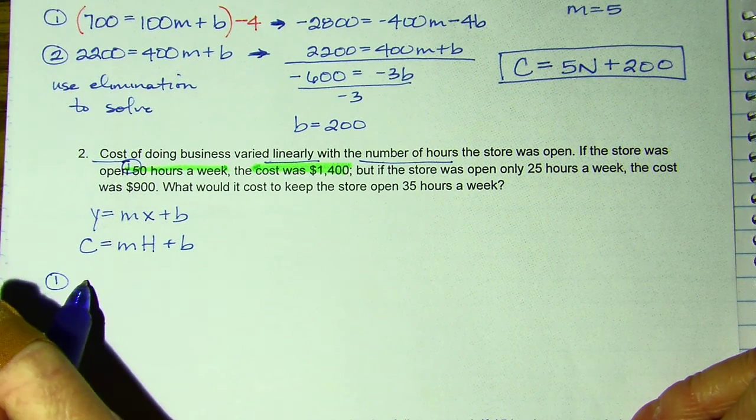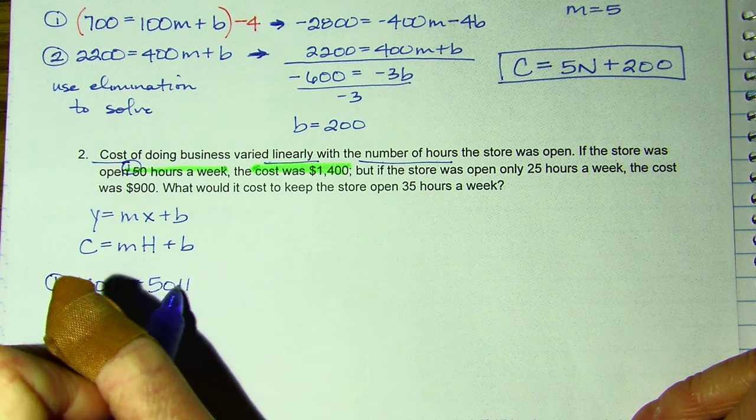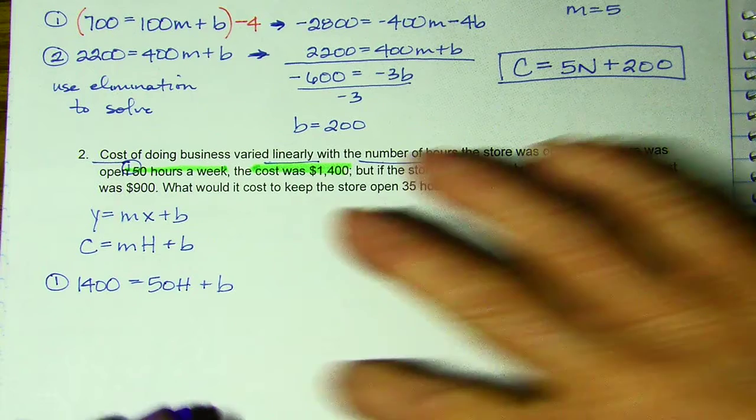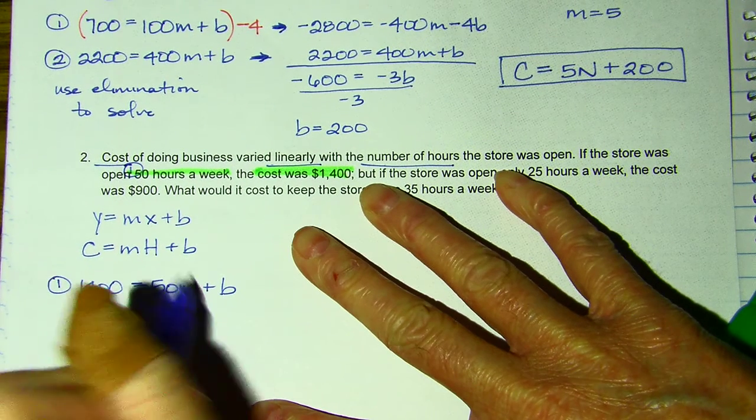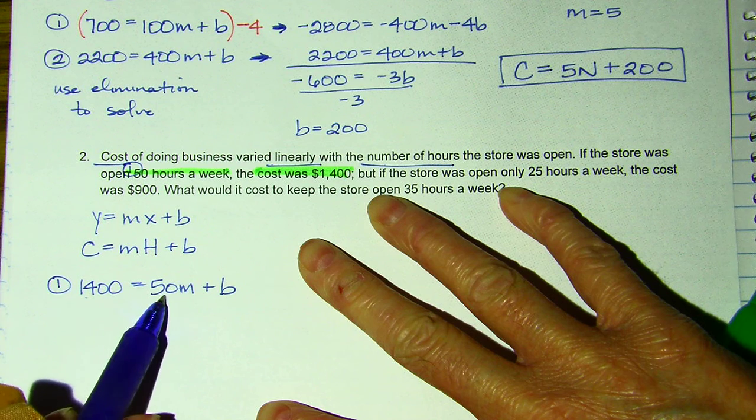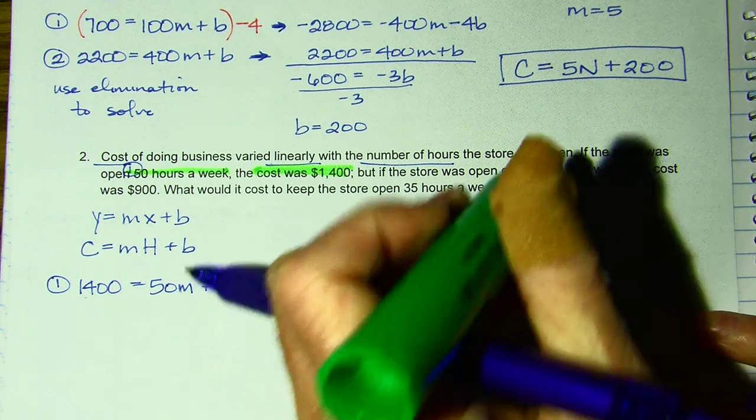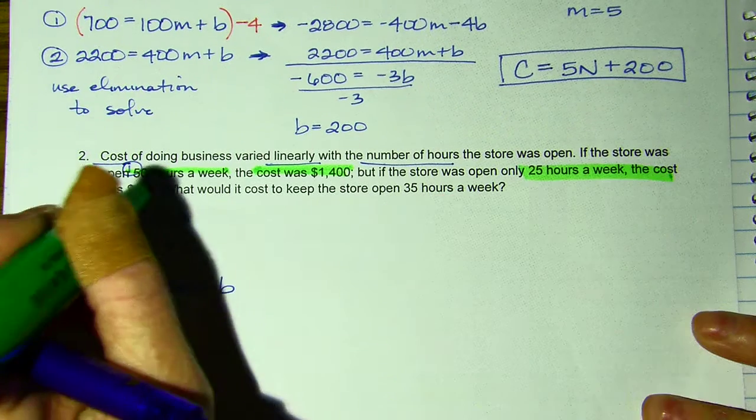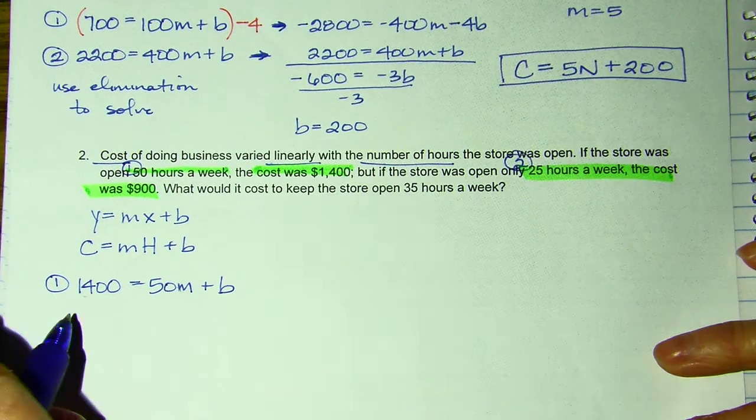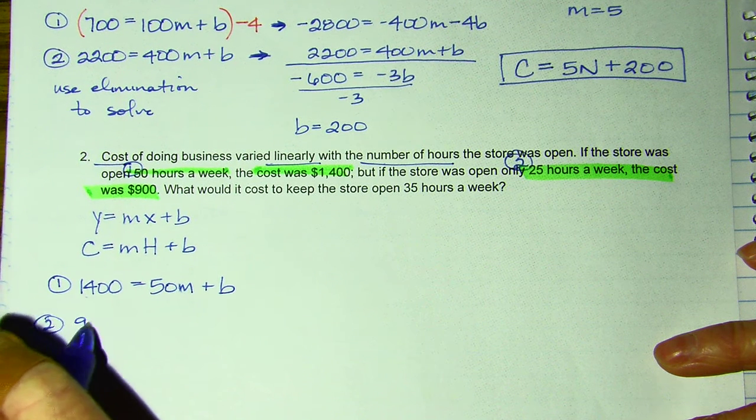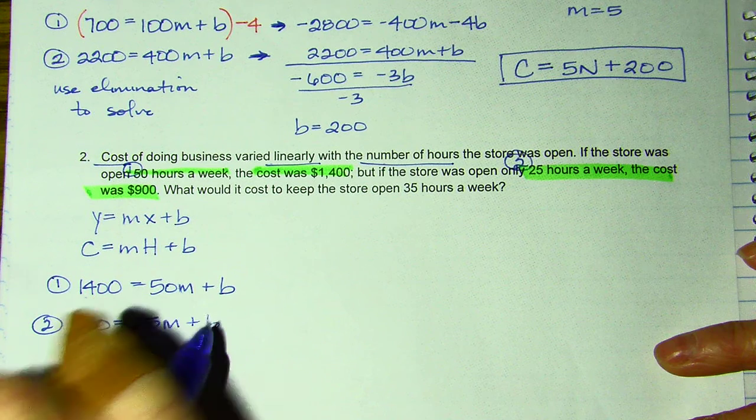So if the cost was $1,400 when the store was open 50 hours, oh, I'm sorry, this should be M because I plugged in 50 for H. So C is cost, H is 50, so there's 1. And then the second one said the store was only open 25 hours a week, the cost was $900. So let's set up a second equation. So the cost was $900 when it was open only 25 hours a week.